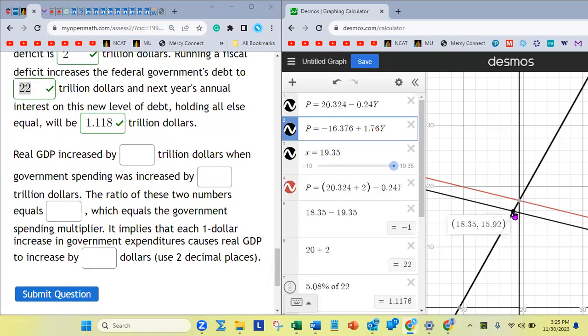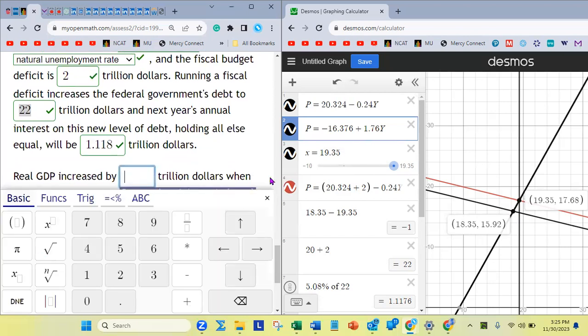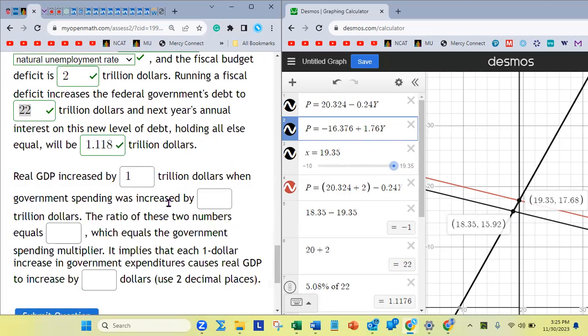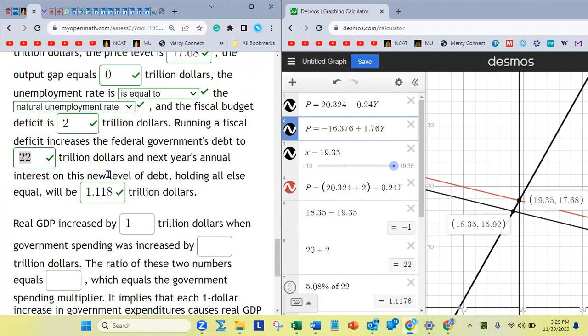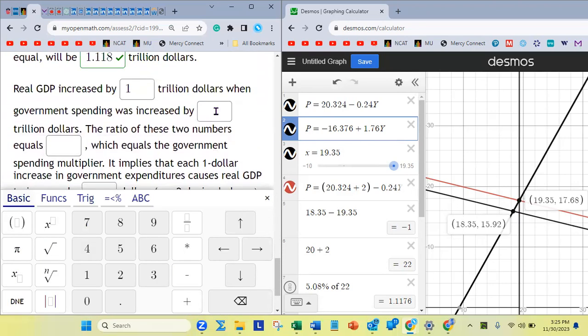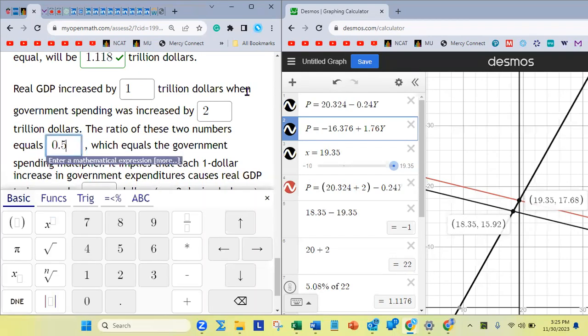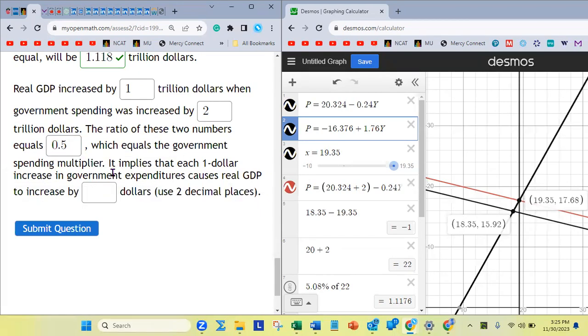Now, in review, GDP increased by what? GDP was 18.35. It is 19.35. That difference is $1 trillion, right? We wanted to increase GDP by $1 trillion in my model, right? Government spending was increased by what? We increased government spending by 2. Now, the ratio of these two, 1 divided by 2, is 0.5. And that is the government spending multiplier by definition, right?